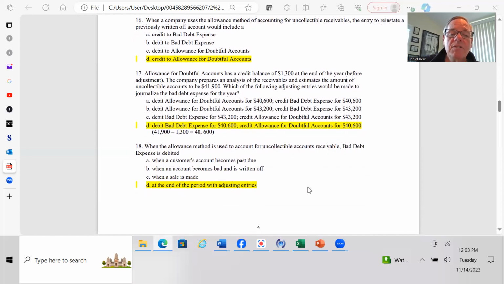And 18, when the allowance method is used to account for uncollectible accounts, bad debts expense is debited at the end of the accounting period when you adjust the financial statements. You recognize the expense of the accounts proven to be uncollectible by debiting bad debts expense and crediting the allowance. You actually do that before the individual accounts go bad. So it's at the end of the accounting period. So the answer there is D.